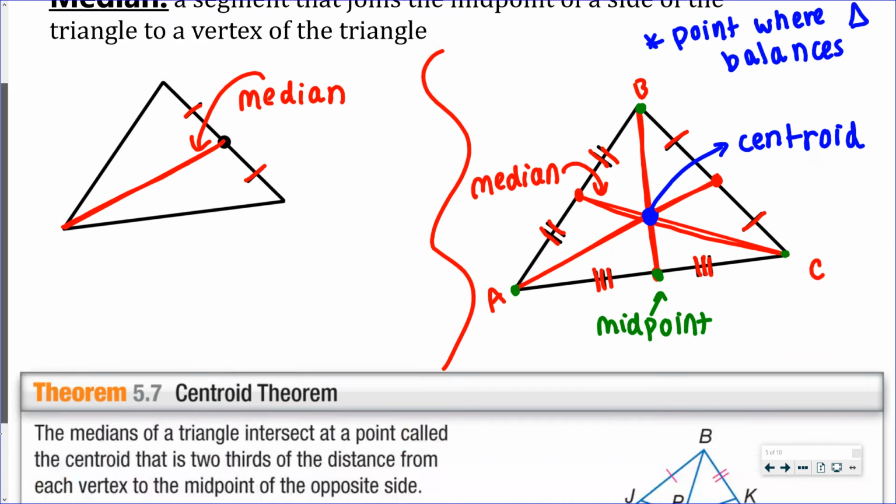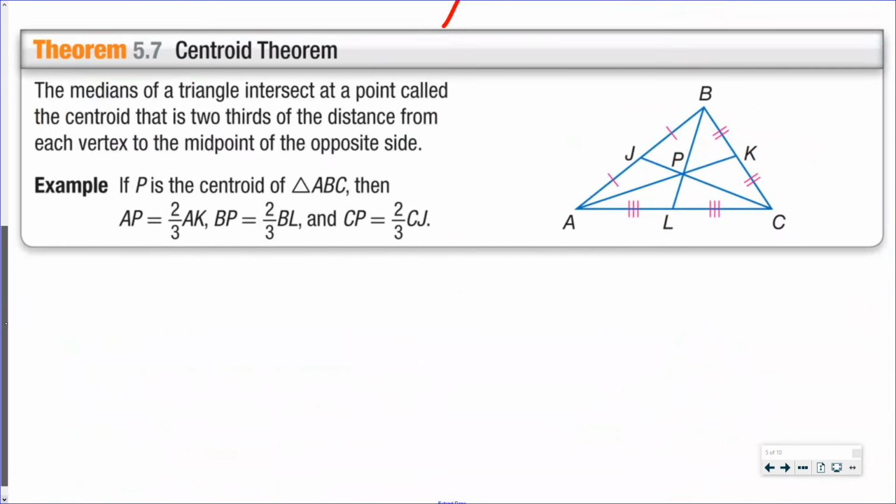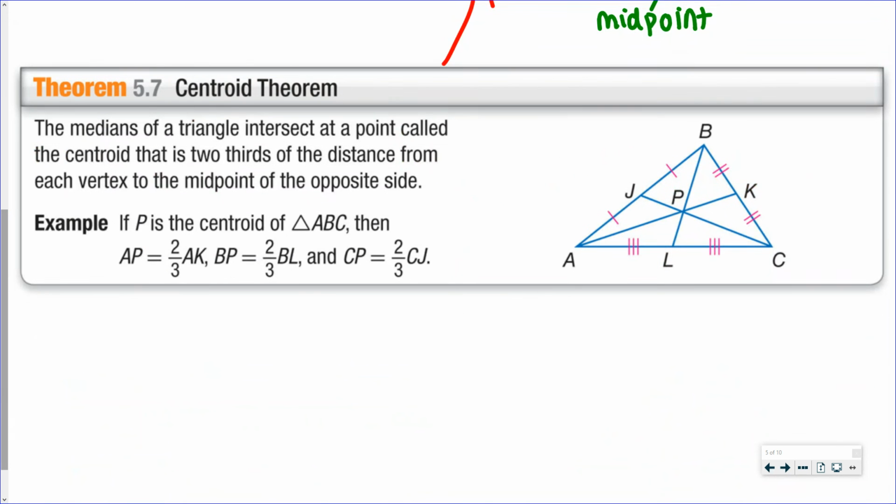There's an important special characteristic with centroids. So we have this little centroid theorem. I'll kind of break it down here. Basically it's saying the medians intersect at a point. We call that the centroid. And the distance has some special characteristics.